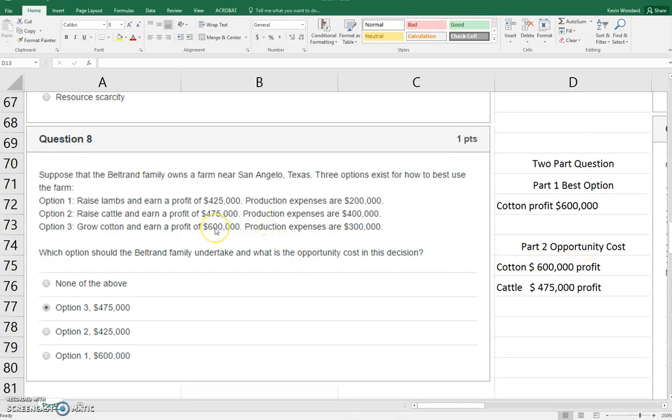So if we choose 600 and the next one is going to be the 475, we don't get to choose the 475 because we chose the 600. That's why we say the opportunity cost. We chose not to take the next best because we took this one here. So once we take that out of the way, the next best one, or the opportunity cost, is going to be $475,000. So really not so much about the expenses. Don't get hung up in that. We're really just looking at opportunity cost was the second part. First part was which option to choose.